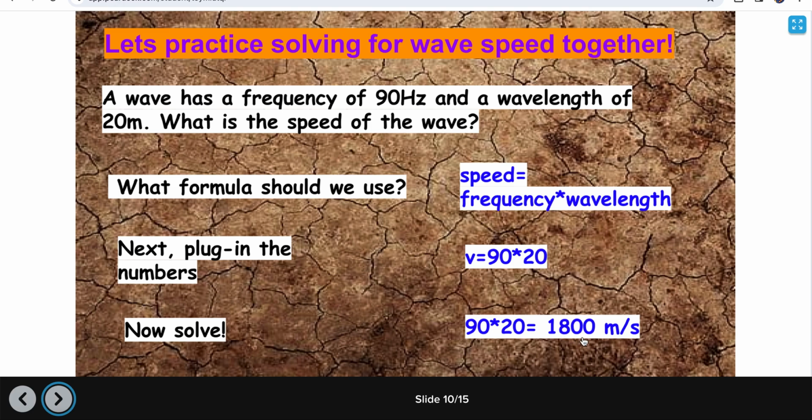But it's not just 1800, it's 1800 meters per second. And we know it needs to be meters per second instead of centimeters because right here in the problem, it says meters. It has that abbreviation for meters right there, 20 meters.